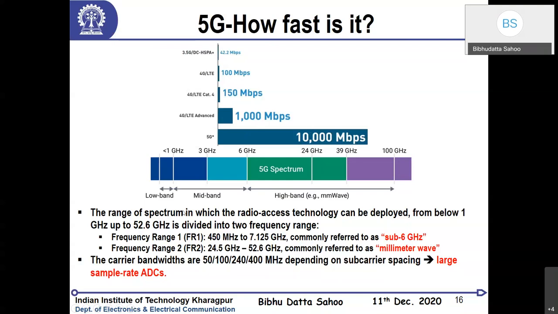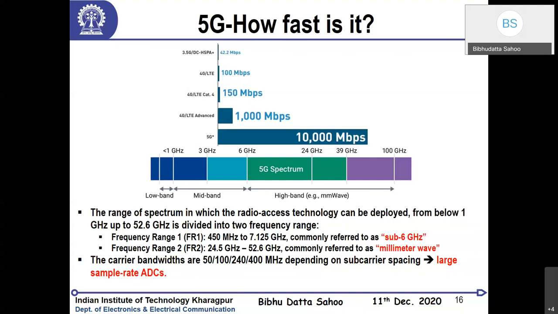As I mentioned earlier, the spectrum for 5G that we can harness varies from 450 megahertz to 7.125 gigahertz, which is commonly referred to as sub 6 gigahertz. In frequency range 1, which spans from 450 megahertz to 7.125 gigahertz, you have the 2.4 gigahertz band, Bluetooth and others, so obviously there won't be any 5G communication in those bands. Then there is frequency range 2, which spans from 24.5 gigahertz to 52.6 gigahertz. This is a millimeter wave range, which is typically used for automotive applications and some very short distance communication. The carrier bandwidths are either 50, 100, 200 or 400 megahertz, depending on the subcarrier spacing that is used. When you go for bandwidths of 400 megahertz, you have to go for high sample rate ADCs. So 5G brings in a lot of challenge, not only high sample rate ADCs, but also a good amount of resolution is required.